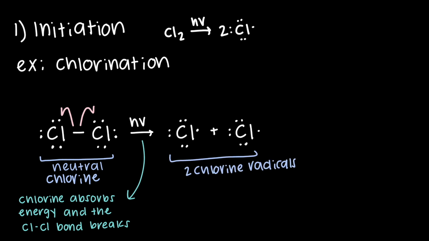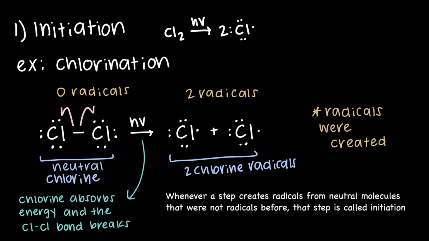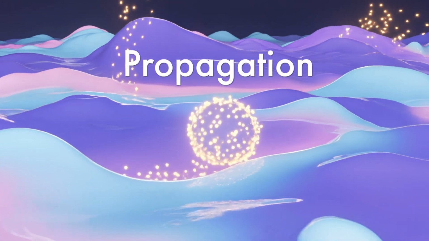Notice what happened. We started with 0 radicals, we ended with 2 radicals. That means radicals were created. Whenever a step creates radicals from neutral molecules that were not radicals before, that step is called initiation. A simple way to remember this is, initiation starts the reaction. Neutral creates 2 radicals.